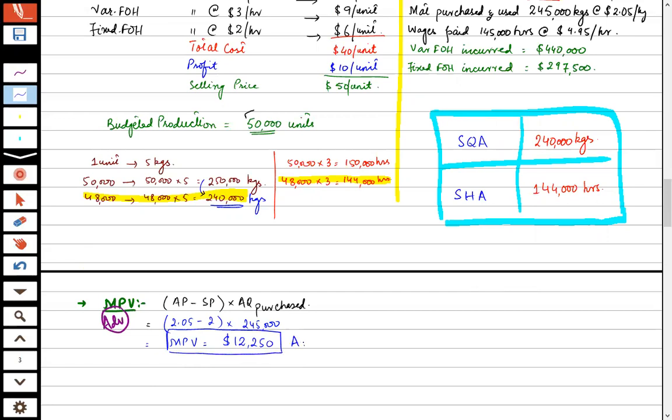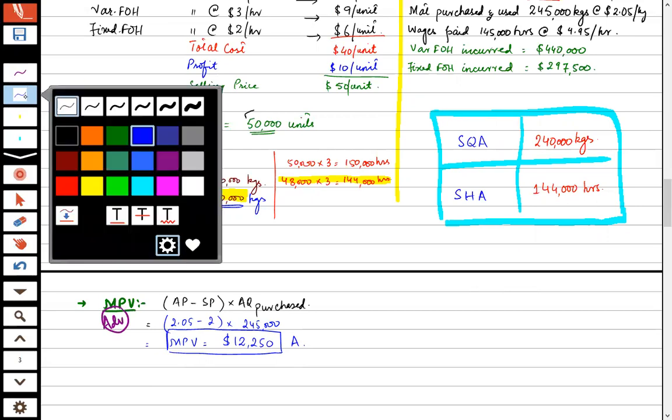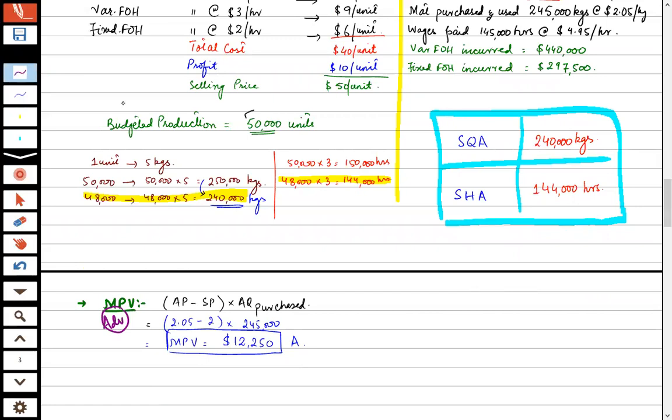Adverse. Just write A would be sufficient. So this was the material price variance. Now we will calculate material quantity variance.